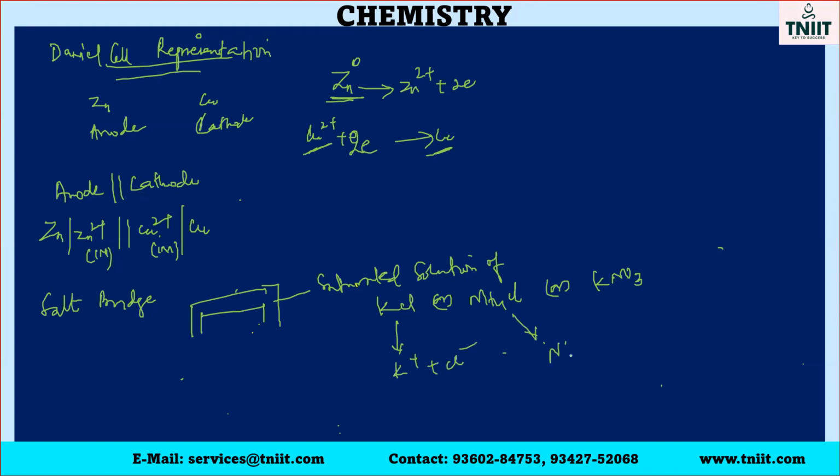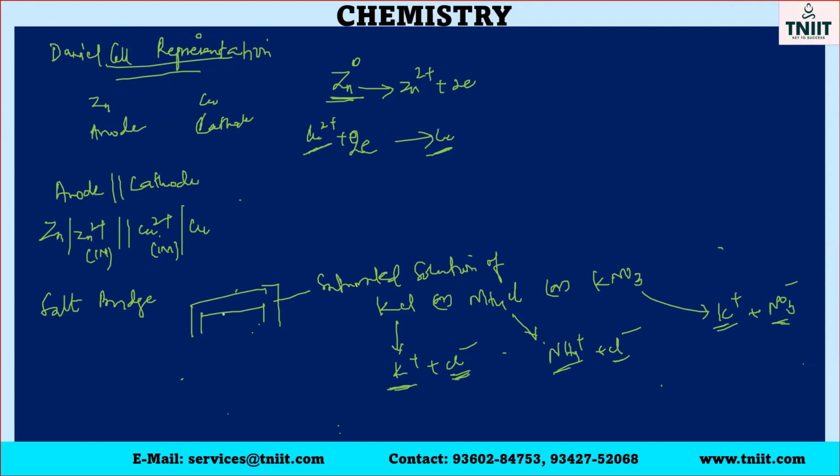This will dissociate to form ammonium ion and chloride ion. This will dissociate to form potassium ion and NO3 minus. The speed at which these ions move will be almost the same. K plus will move at the same speed as Cl minus. NH4 plus will move at the same speed as Cl minus. K plus will move at the same speed as NO3 minus. Therefore, these three components are used in the salt bridge.